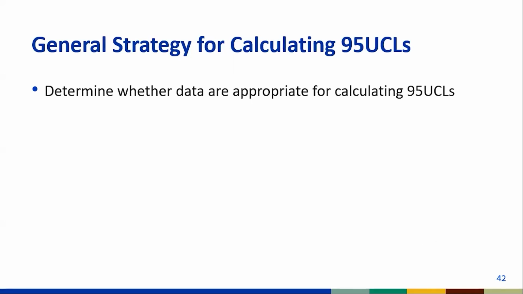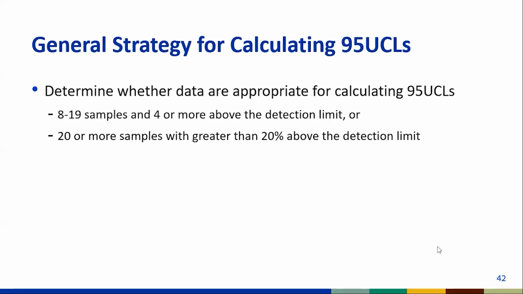Following ATSDR's EPC guidance, the general strategy for calculating 95 UCLs begins with determining that the available environmental data are appropriate for doing so. Health assessors need to be sure that there are enough samples, and more importantly, enough detected results to calculate a reliable 95 UCL. Specifically, 95 UCLs can be calculated for datasets with 8 to 19 samples with 4 or more results above the detection limit, or 20 or more samples with greater than 20% of results above the detection limit.